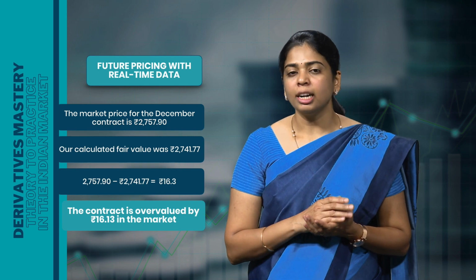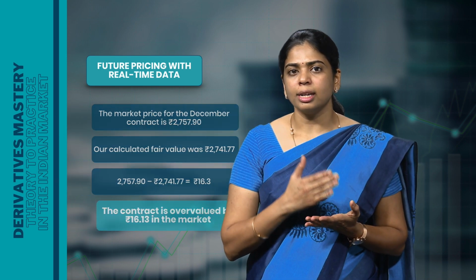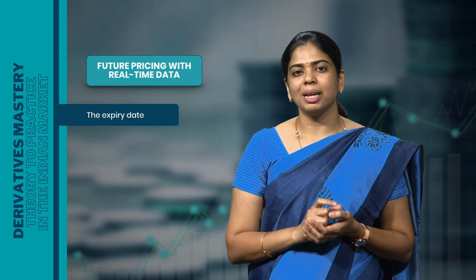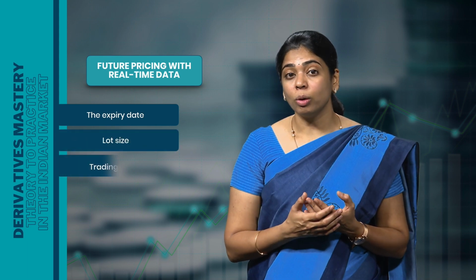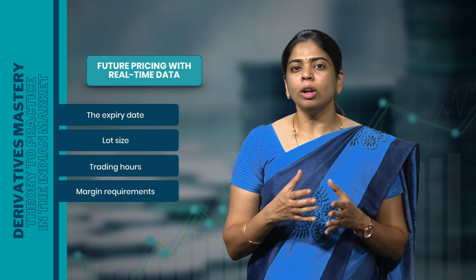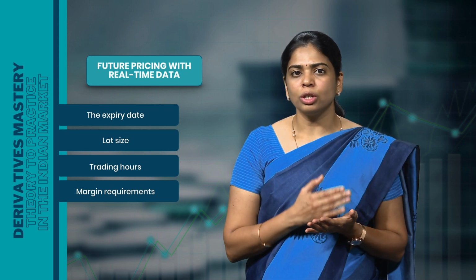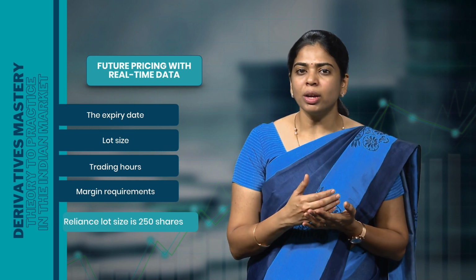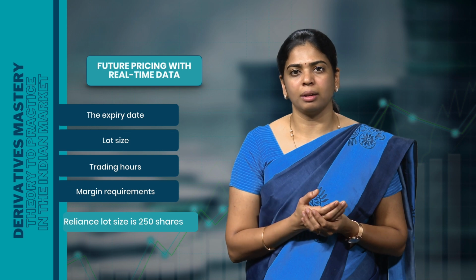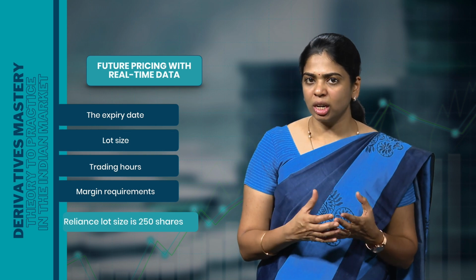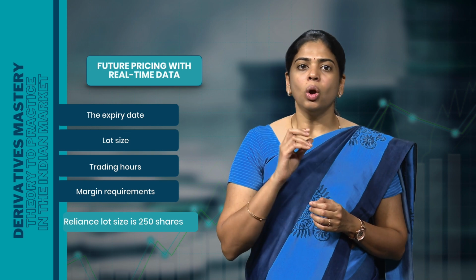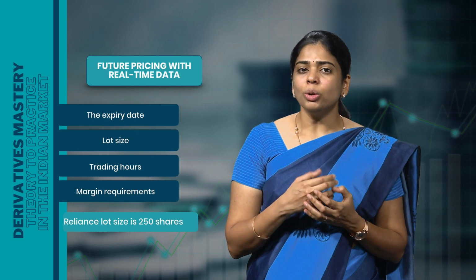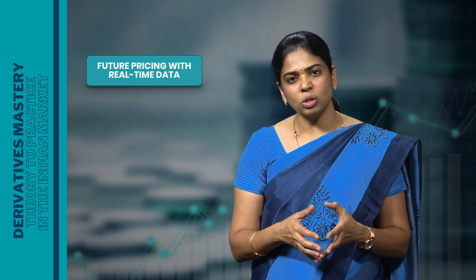It's important to note that unlike forward contracts, futures contracts are standardized and traded on the exchange platform. So the exchange sets specific terms like the expiry date, lot size, trading hours, and margin requirements, which all traders must follow. For Reliance futures, the lot size is 250 shares, meaning you cannot transact a single unit. You must buy or sell at least 250 shares per contract. Note that companies with higher share prices typically have smaller lot size, while those with lower share price have larger lot size.